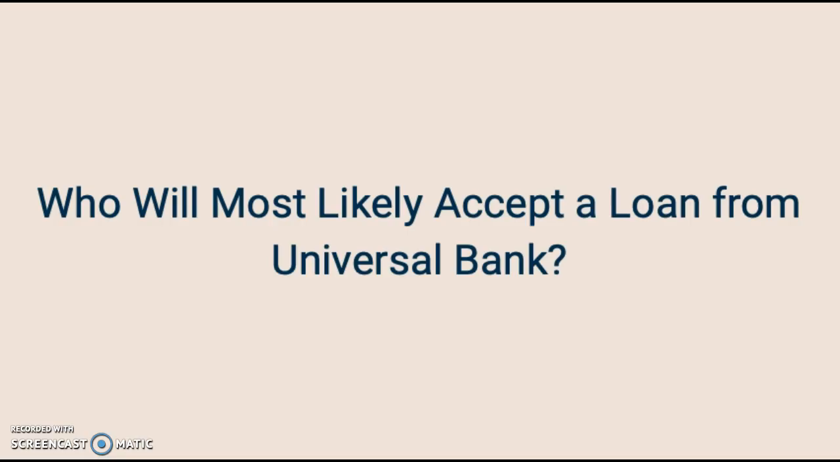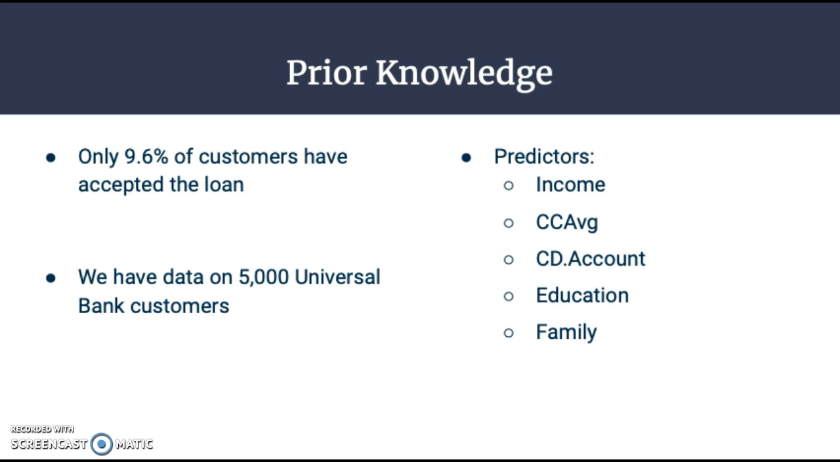So, our deliverable: who will most likely accept a loan from Universal Bank? The prior knowledge we have about our customers is that only 9.6% of customers have accepted their loan based off of what Universal Bank is doing thus far. The data that Universal Bank gave us is 5,000 different customers, and the thing that all of these customers have in common is they're set up with different predictors. The predictors I have are listed on the right.